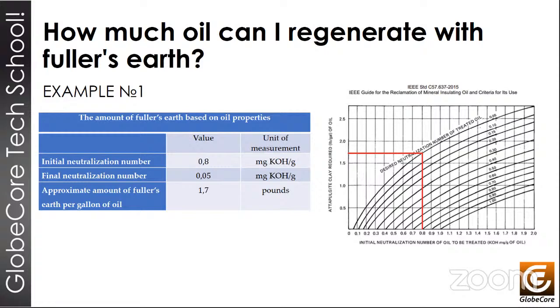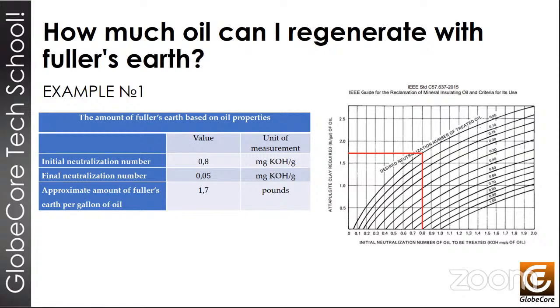Okay, so let's take a certain value. Let's assume the initial neutralization number is 0.8, and we want to achieve 0.05. So look at the 0.8 here, and we can move our line to our desired value and plot it to the final number. Say we want to achieve 0.05. When we translate this value from the y-axis, it turns out that we'll need approximately 1.7 pounds of Fuller's earth for every gallon of oil that we regenerate.